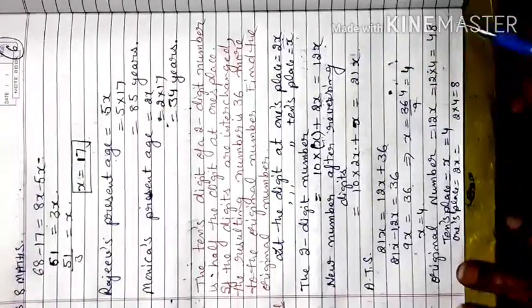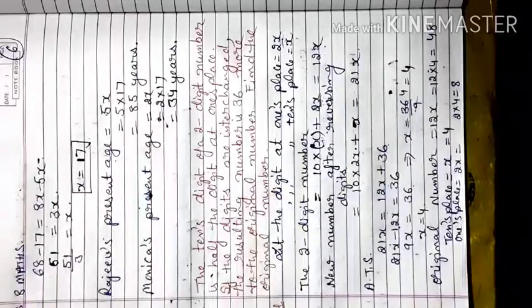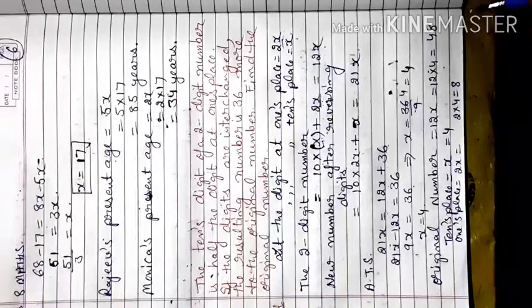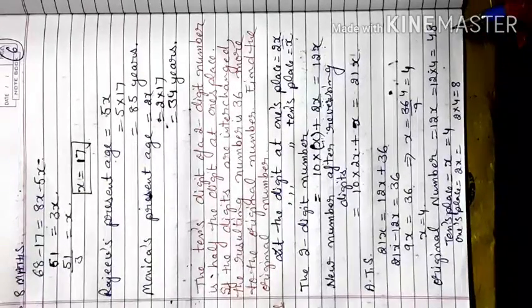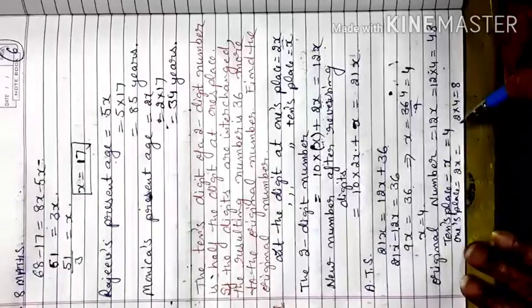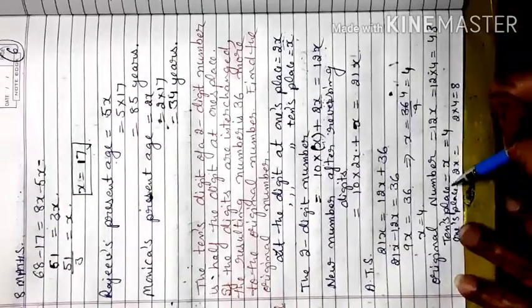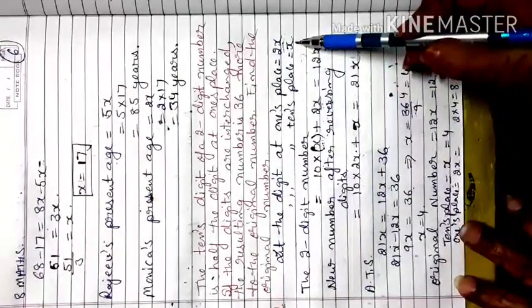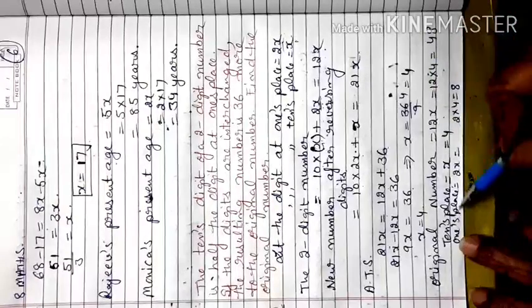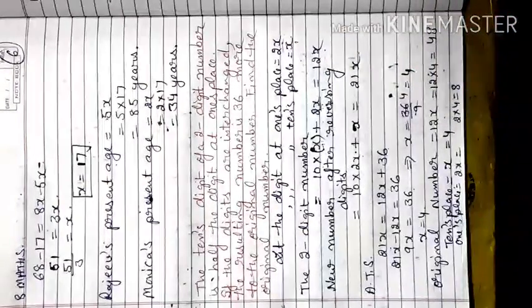What was my original number? 12x. So 12 into 4 gives me 48. So that means my original number was 48. If I want to check what the tens place digit was, the tens place digit we consider as x, that is 4, and the ones place digit 2 into x is equal to 2 into 4 is 8. So that is 48.